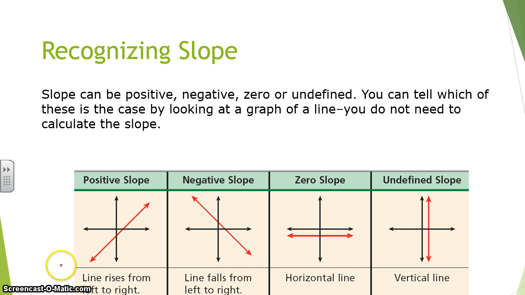And I think of this, like I said in class, of going up a chairlift when you're skiing. You're going to start from the bottom and it's going to rise from left to right. That's positive slope. Negative slope, think of when you're skiing down a hill, you start at the top and go down. So your negative slope line falls from left to right, so it's going down. Your horizontal line, we call that a zero slope. And a vertical line, that would be an undefined slope.